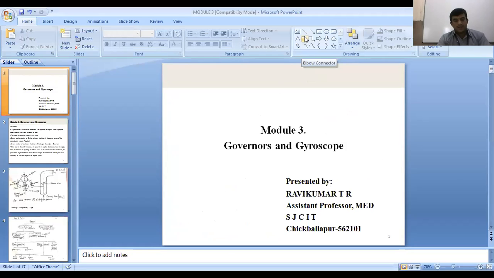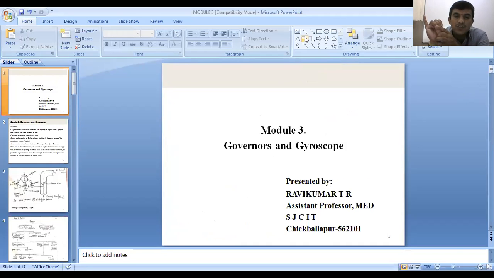Last class we discussed Model 3 governors, right? So how do you define a governor? Whenever there is a theory portion, remember the 4 points. The first one is introduction: how do you introduce the term? The second one is construction, which means sketch and label the parts and part functions.